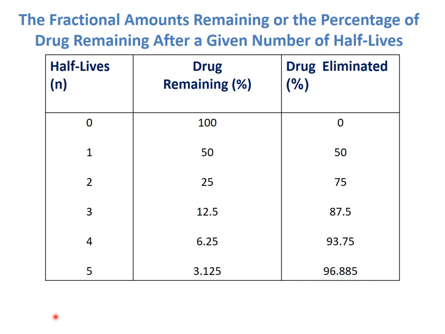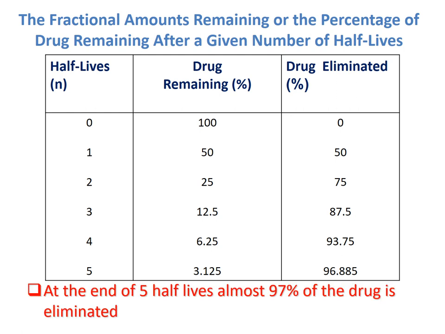So as a conclusion, after 4 to 5 half-lives, the drug will be eliminated completely from your body. Okay, so for a complete elimination of a drug from our body, it takes 4 to 5 half-lives. Okay, this is the important factor you have to understand.